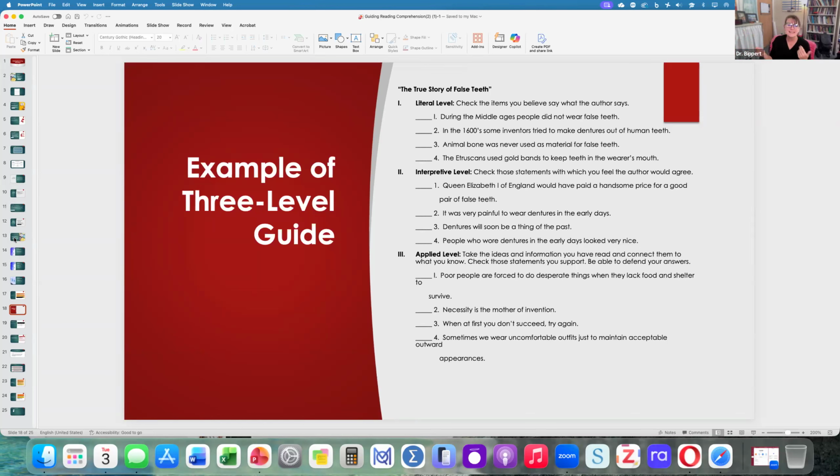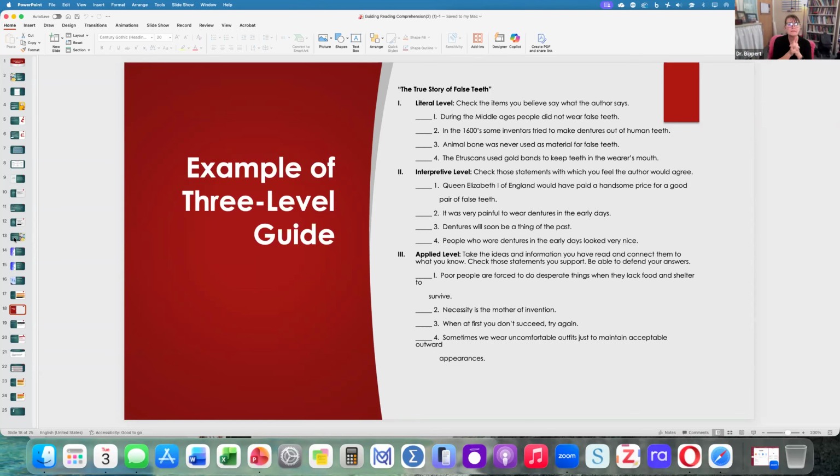The strategy does take some work on the teacher's part. I don't imagine there's a lot of textbooks out there that would provide something like this for teachers to use with kids. At the same time, though, it's going to help me know which kids are learning literally from the text, which kids are able to bring their own personal experiences in with the text and come up with an answer, which kids are able to think beyond the text with the applied.